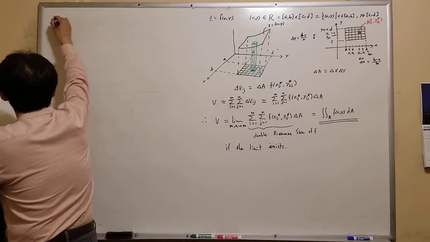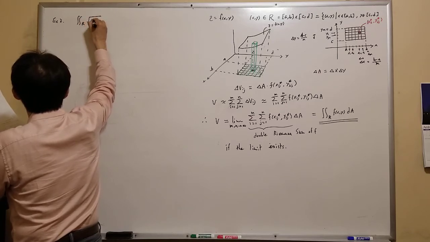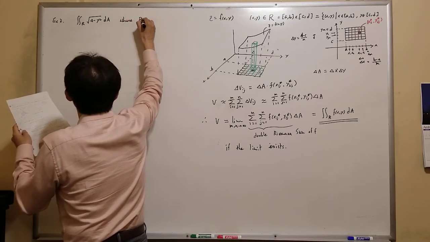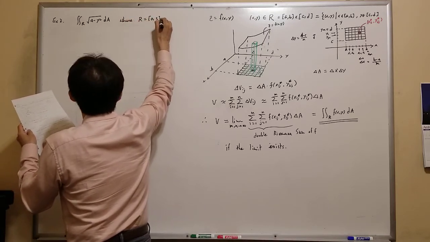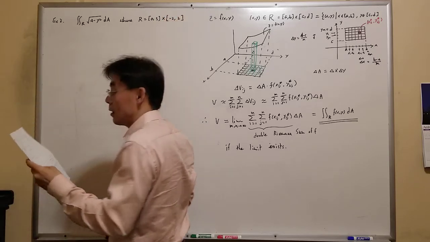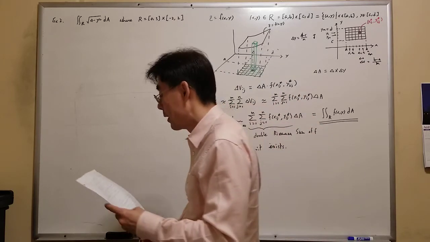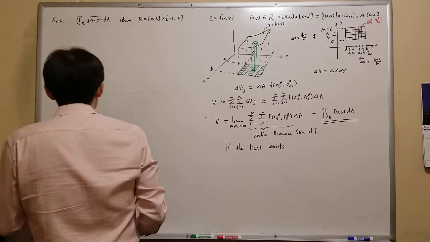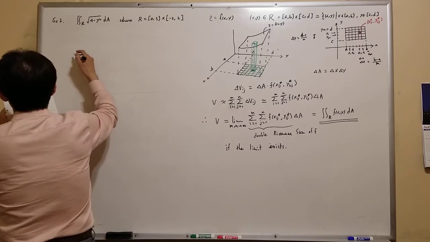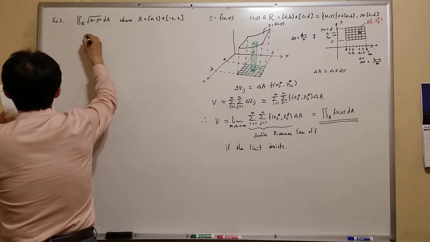That is example 2. Evaluate this, where R is 0, 3 by minus 2 and 2. So x runs 0 to 3, y runs minus 2 and 2. This is really hard to redraw. Okay, well, let me do my best.